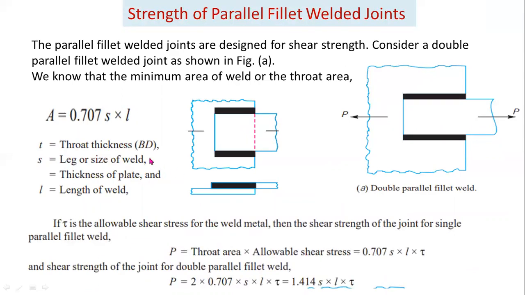If tau is the allowable shear stress for the weld metal, then the shear strength of the joint for a single parallel fillet weld is P equals throat area into allowable shear stress. For a double parallel fillet weld, you have to consider two times the thickness of the throat. So this is the formula for a double parallel fillet weld.